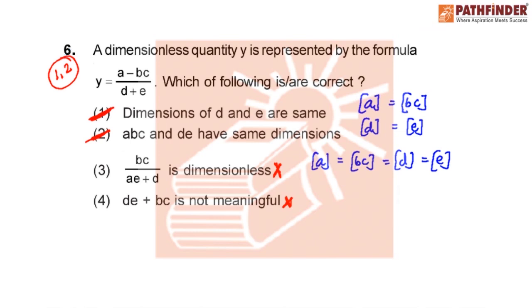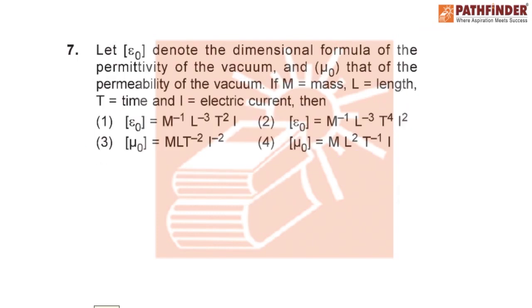Let us move to the next question. Let epsilon naught denote the dimensional formula of the permittivity of the vacuum and mu naught that of the permeability of the vacuum. M is mass, L is length, T is time and I is electric current. Then we have to find this out. If you remember this, you can directly say that 2 and 3 are correct.